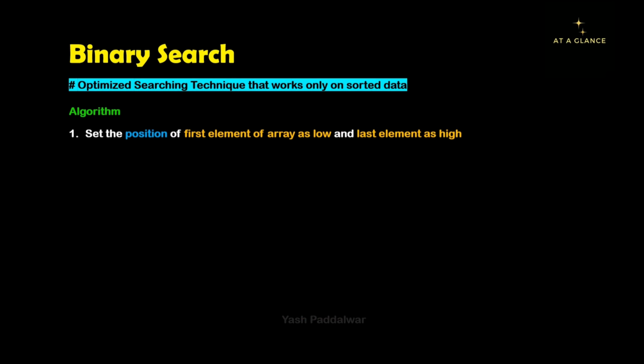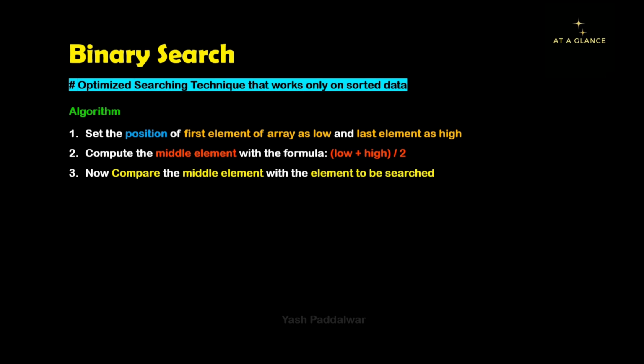Now let's have a look at the algorithm. So the first step is to set the first element's position as low and the last element's position as high. By this you need to compute the formula low plus high by 2. This will give you the middle element's position. Once you get the middle element, compare it with the element to be searched.